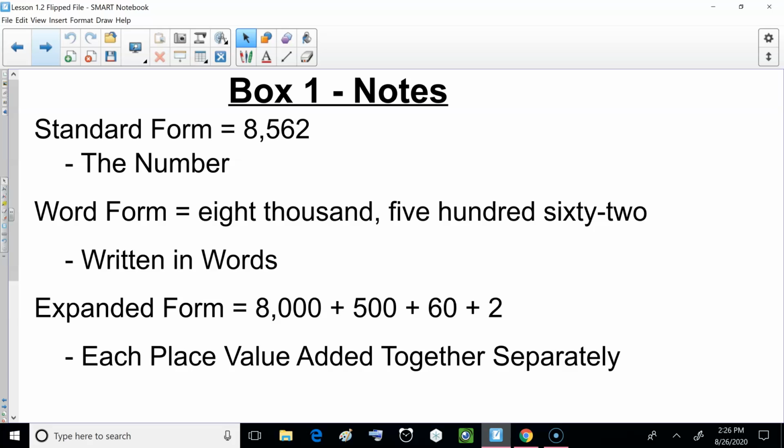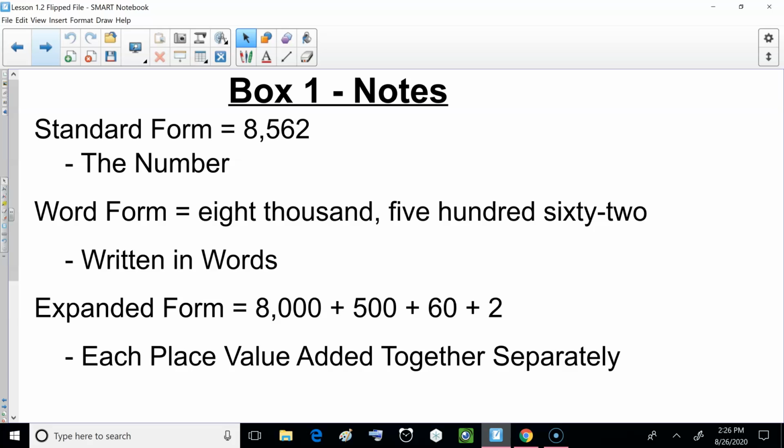So first off, we have standard form. Standard form is the number like 8,562. It's the number itself. So when we talk about things that are in standard form, that's what we mean, the number, 8,562. If we say word form, that means we want it written out in words, 8,562. Notice it's written in words.